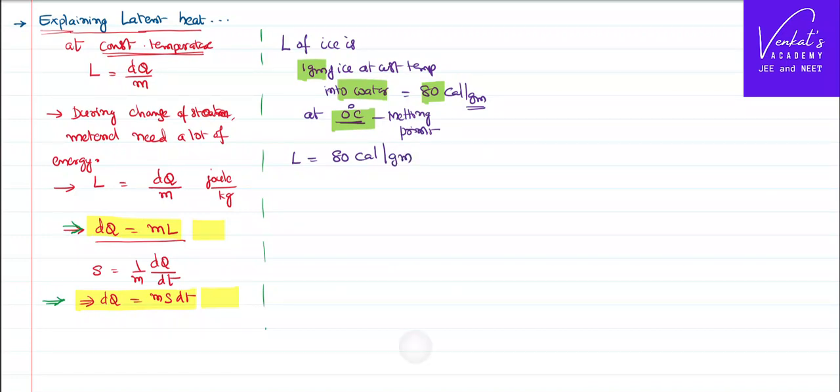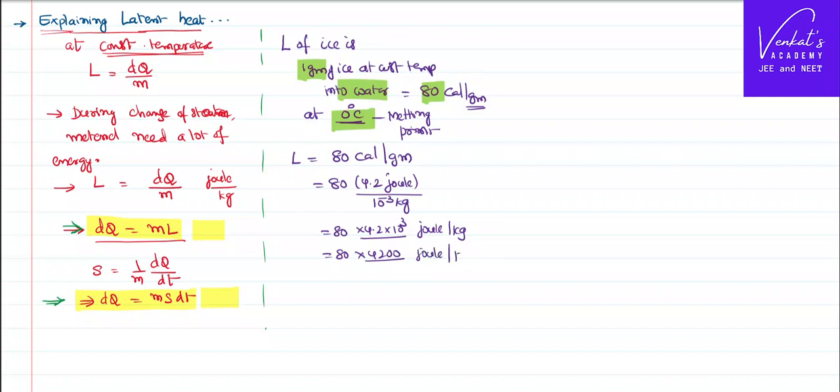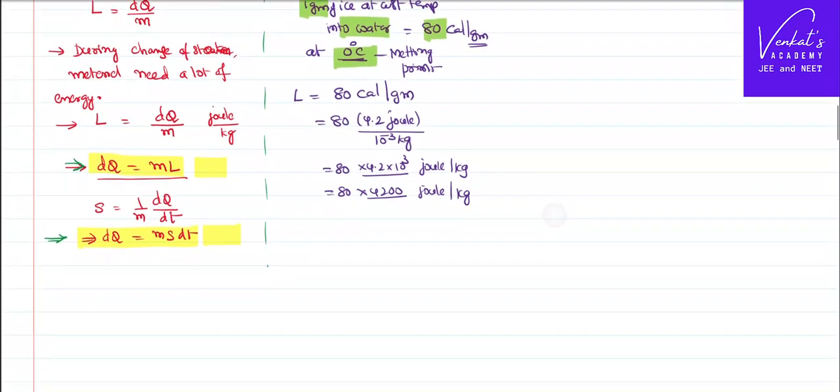So latent heat of ice is 80 calorie per gram. It's not in the SI system. If you want it in the SI system, 1 calorie is approximately 4.2 joule, and 1 gram is 10 power minus 3 kilogram. So 80 into 4.2 into 10 power plus 3 joule per kilogram. So that's a conversion factor: any value in calorie per gram multiplied by 4200 gives that value in the SI system. That's called the latent heat of ice.